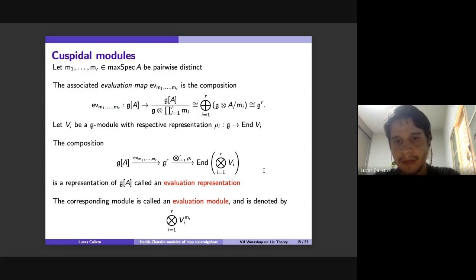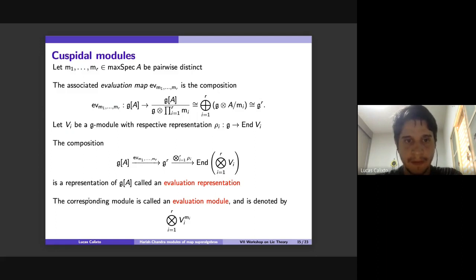Here you can get a feeling of where I want to use this tensor product theorem, because you see I have a module over the direct sum of G, R times. So this was the main problem in this case. This composition here gives a representation of GA, and this representation is called the evaluation representation.